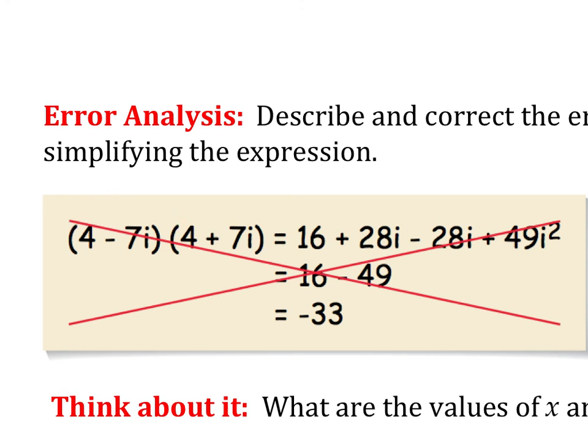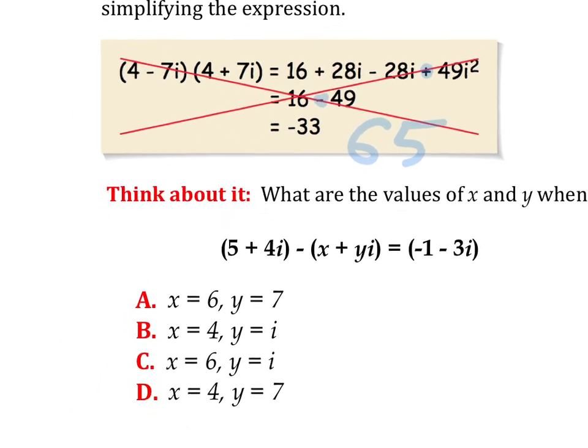So we have 4 times 4, 16, 4 times 7i, good. So it looks like we have a difference of squares pattern, which means they forgot the word difference. So that should be a minus 49i squared, which meant this would be a plus right here. So this is really saying what is 16 plus 49, so 65 should be our answer there. So the error made was just a simple little negative whoopsie.